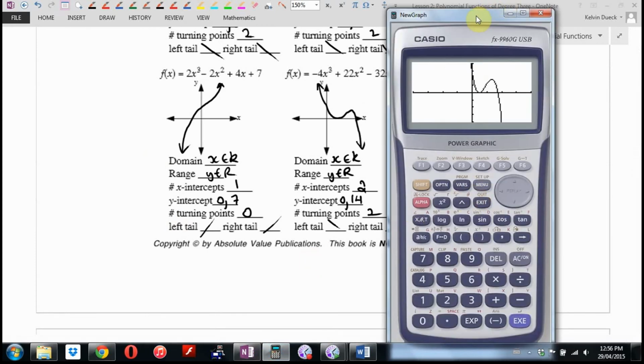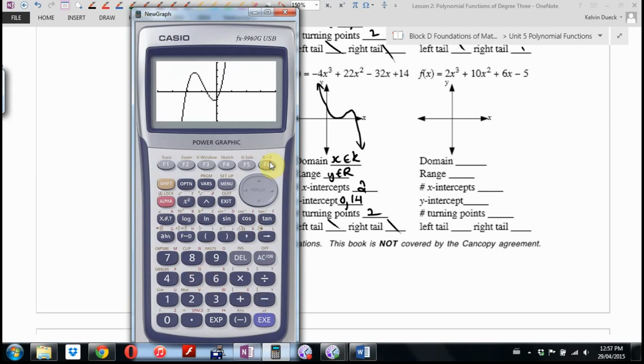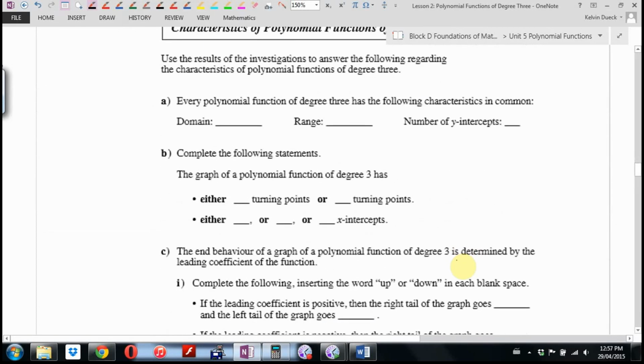Let's do the last one because Giancarlo said something weird happens. You're right. I should have trusted that they would have something interesting at the end here. 2x cubed plus 10x squared plus 6x, take away 5. I don't think you need to adjust the view window. You will sometimes need to adjust the view window, but I don't think we're going to go there yet. So let's just turn the page.